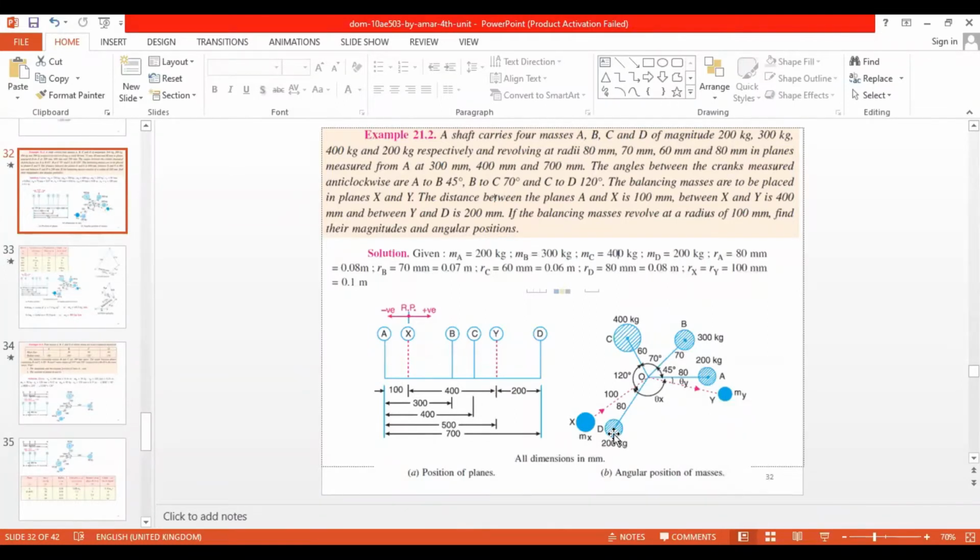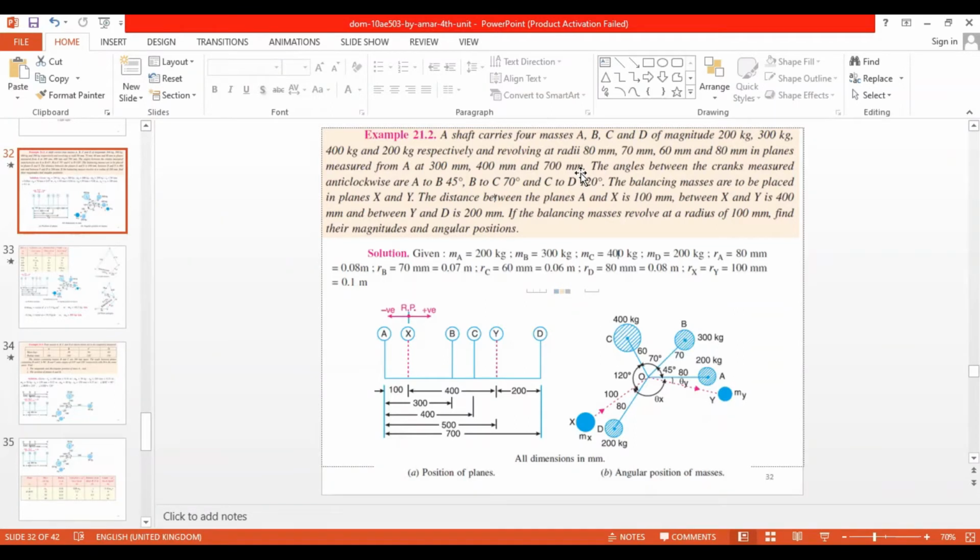And revolving at radius of 80, 70, 60, and 80 millimeter respectively, in planes measured from A at 300, 400, 700. So from A, the distances for B is 300, for C is 400, and for D is 700. From A at 300 millimeter B is there, at 400 millimeter C is there, and 700 millimeter D is there.